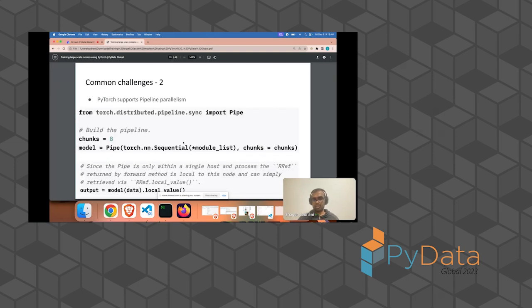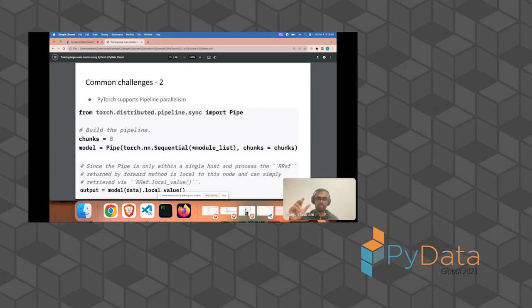PyTorch supports that with an API called pipeline parallelism, and it's relatively straightforward to use. So what you do is you create a pipe, and then you take your model. Now, instead of making a standard model, you make a sequential model so that it's easy for the pipeline to break this model along different axes. So in this case, for example, let's say I'm making an 8-layer transformer. So modules is going to be 8 elements. And I'm saying the size of the chunks is 8.